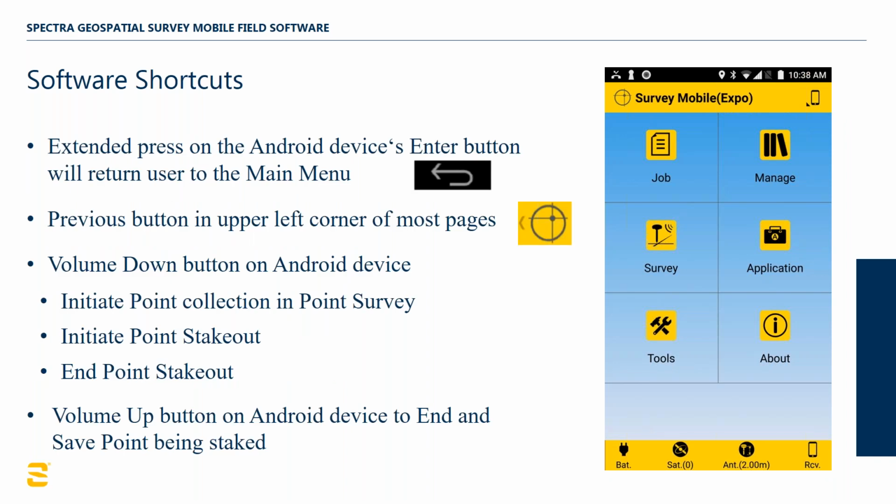There are some shortcuts, as I mentioned, the back button to get you back sequentially to the main menu. Also on the Android device itself, if you hit the back button or the enter button and do an extended click on that, it will get you to the main menu without going through the sequence of steps that it might have taken you to get into the routine you're working on. There are also some keyboard shortcuts. For instance, when you're surveying from the map screen, we do have that available. Then you're going to be using some of the Android buttons on the device, such as the volume down and volume up.